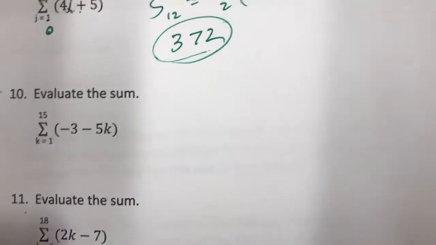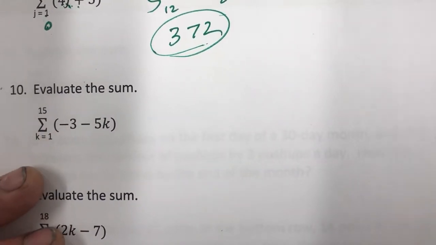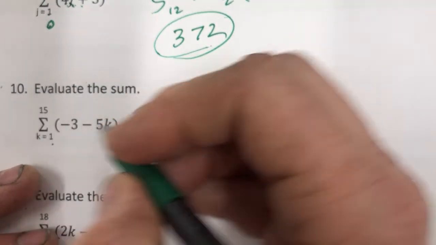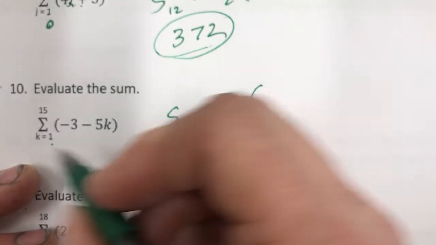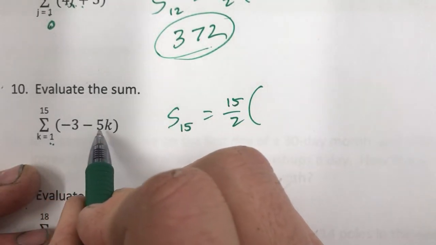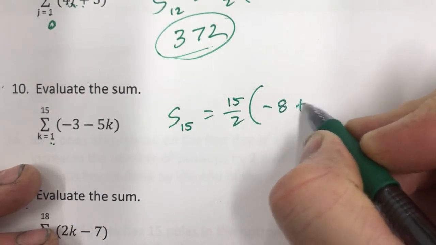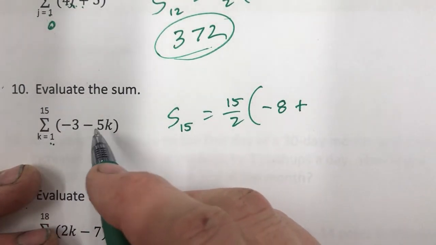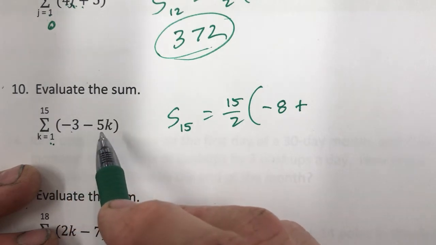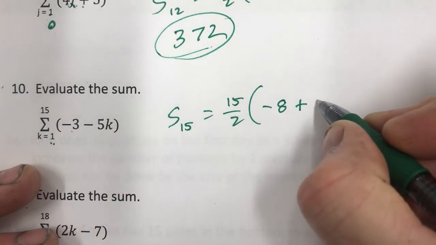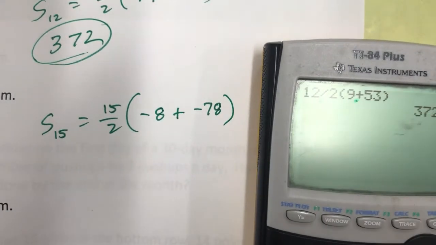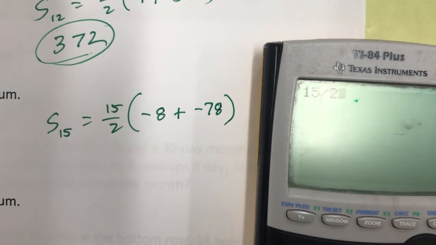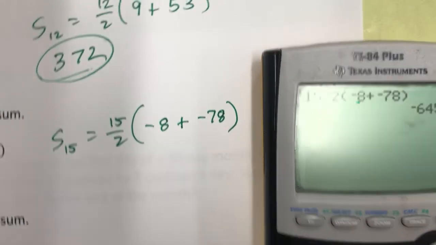All right, here's another one, number 10. Evaluate this one. Well, 15 minus 0 is 15, so we're finding the sum of these 15 numbers, which is 15 divided by 2. The first one, if I put 1 in, negative 3 minus 5 times 1 would be negative 8. If I put 15 in, negative 3 minus 5 times 15, that's negative 78. Okay, and so let's see here. 15 divided by 2 times negative 8 plus negative 78, negative 645.